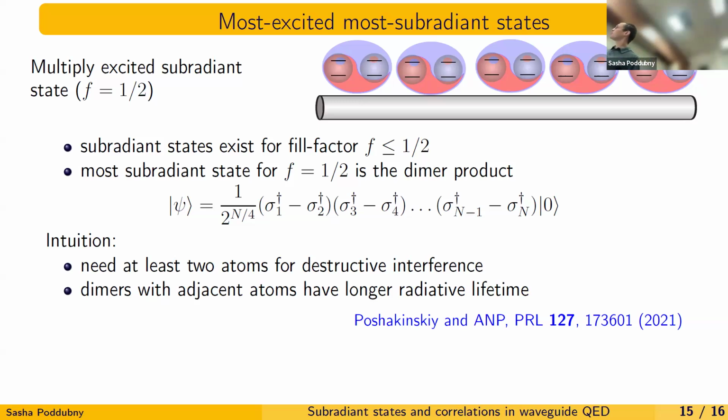How will your most subradiant state with fill factor 1/2 look? Your general subradiant state is entangled, chaotic, and things like that. But your most subradiant state with fill factor 1/2 will be a product state of nearest neighbor dimers. So 1 and -2, 3 -4, and so on. Here I chose an even number of atoms. Or you skip 2 minus 3.